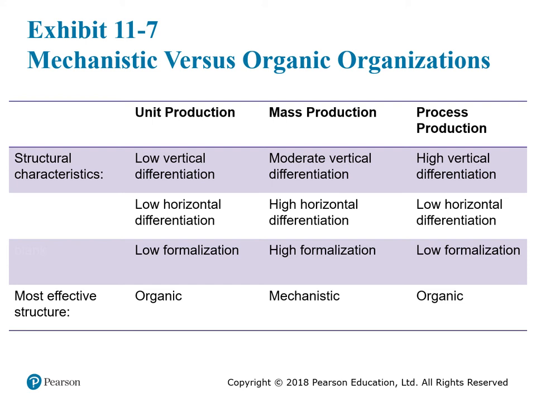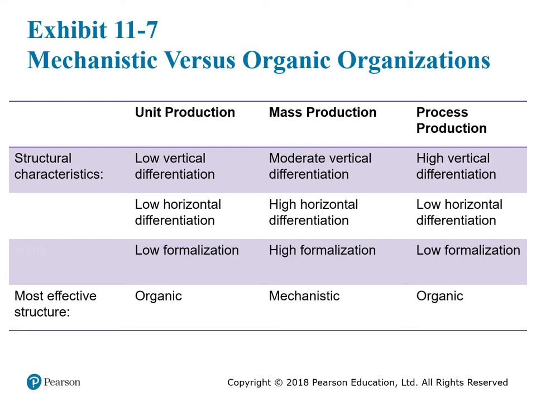If your production operations depend on the process itself, on the operation itself, it has nothing to do with quantity, but with how it is done. Okay? Then it's again probably a better idea to go with an organic structure, because you would need less formalization. It is characterized by high vertical differentiation but low horizontal differentiation.